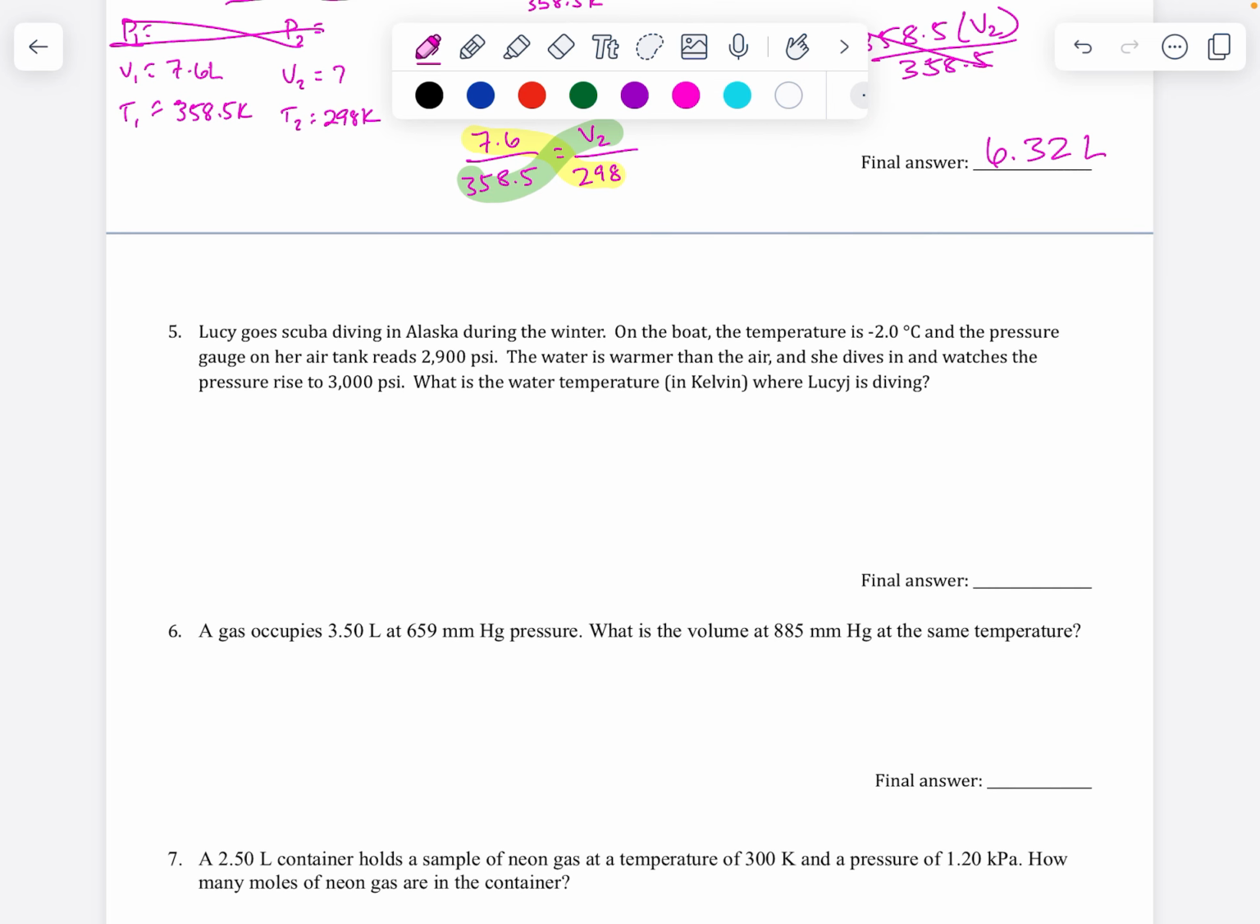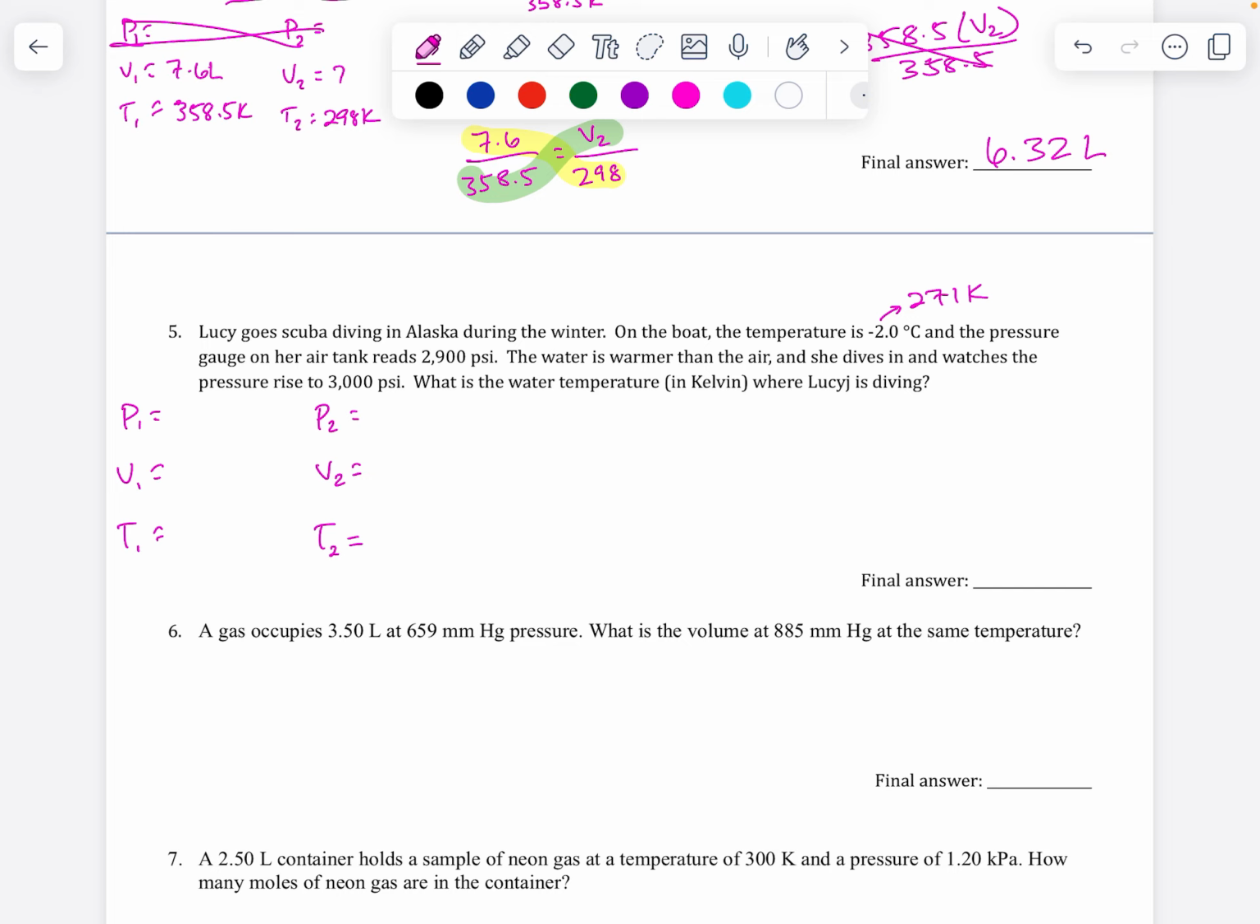All right, let's see here. Doing something similar, I'm going to just label everything like this from the start, and then we'll go through what we actually need to use and what we might not need to use here in a sec. So Lucy goes scuba diving, and she's very, very adventurous. On the boat, the temperature is -2 degrees Celsius. And we, of course, know that that needs to be converted. So we add 273. That ends up being 271 Kelvin.